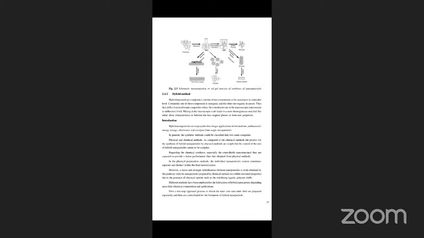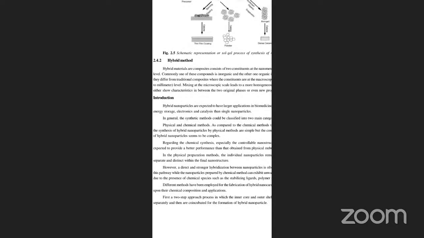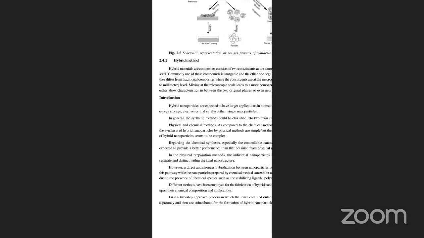Hybrid method we are given is regarding the chemical synthesis, especially the controllable nanostructures. They are expected to provide a better performance than that obtained from physical methods. In the physical preparation methods, the individual nanoparticles remain separate and distinct within the final nanostructure. However, a direct and stronger hybridization between nanoparticles is often obtained by this pathway, while the nanoparticles prepared by chemical methods can exhibit unwanted properties due to the presence of chemical species, such as the stabilizing ligands, polymer shells.